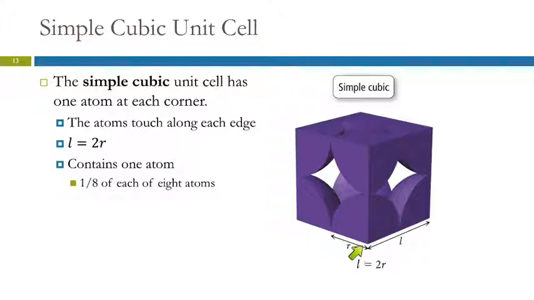On the sides here, if we say that r is the radius of the atom, then the length of the side is 2 times that radius because they touch along the edge. So L, the length of the side, is 2r.